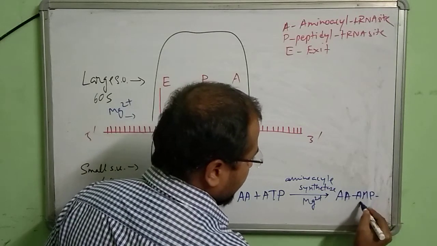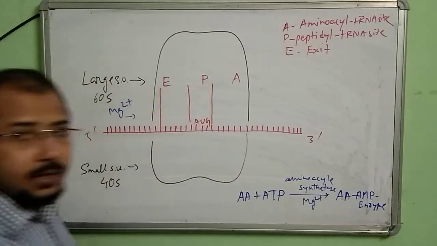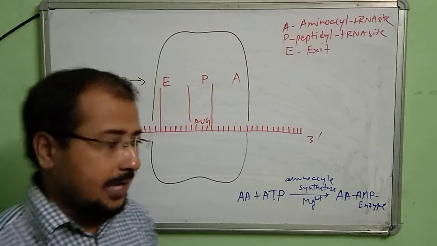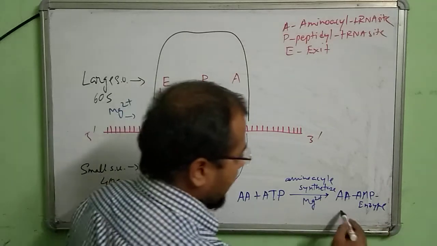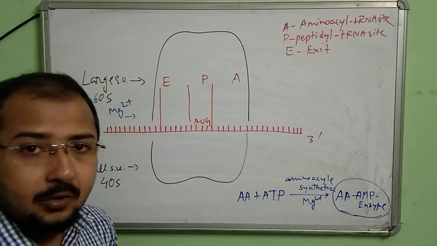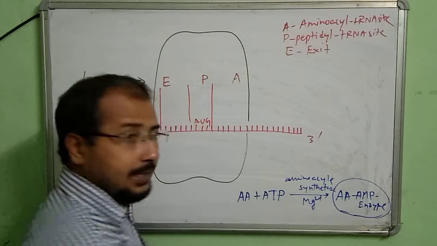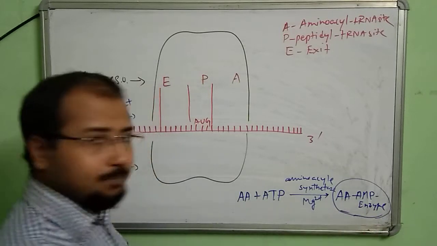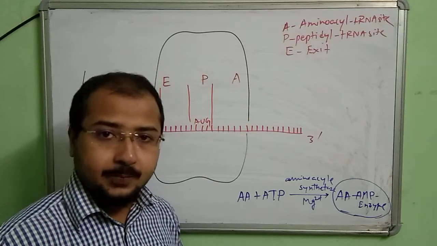AA-AMP enzyme complex. So we can say it is an amino acid adenylate enzyme complex. Please write this term, which is important: amino acid adenylate enzyme complex, which gets developed. So it means that the amino acids are now activated, powered.